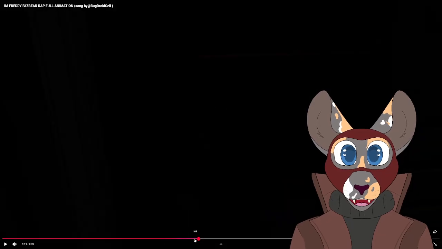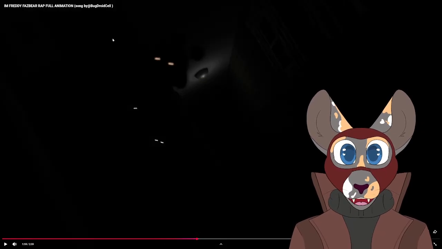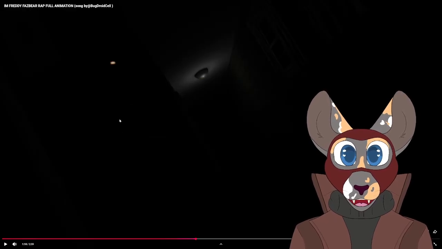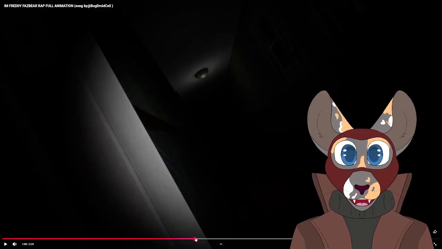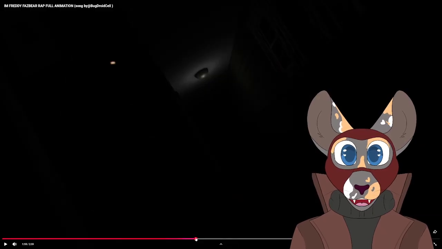Originally, I didn't know what to do with this scene, so if you notice, he's just coming out of the wall, and even before the shot, if you look right here, you can see him slowly start to clip out of the wall.